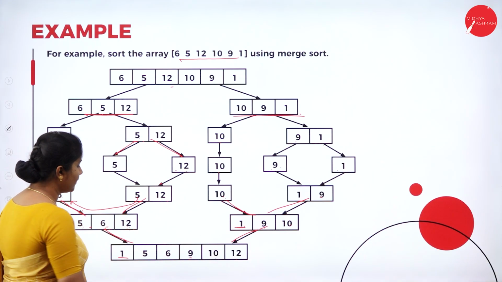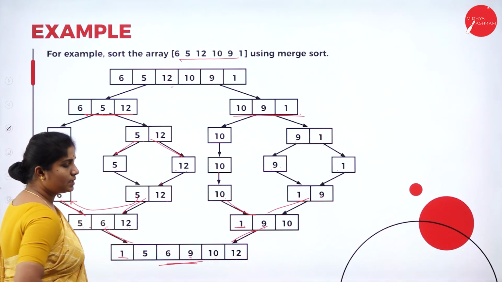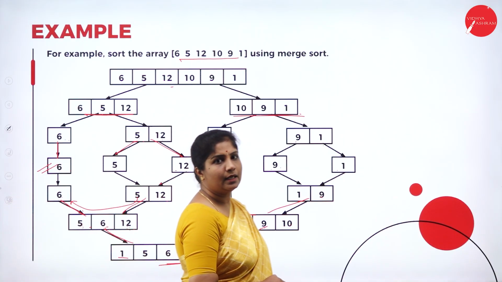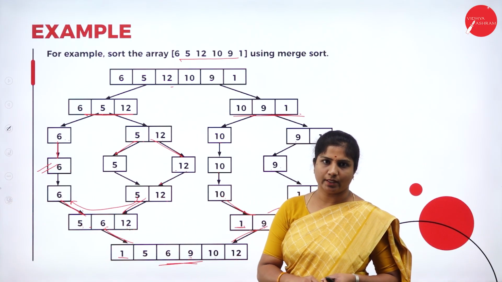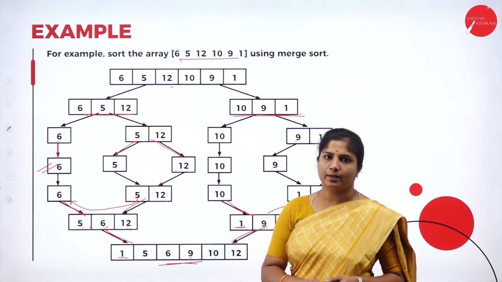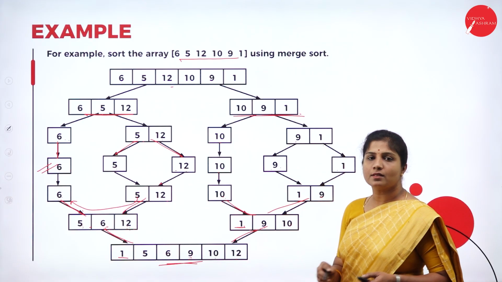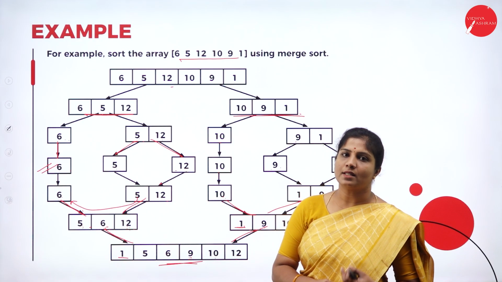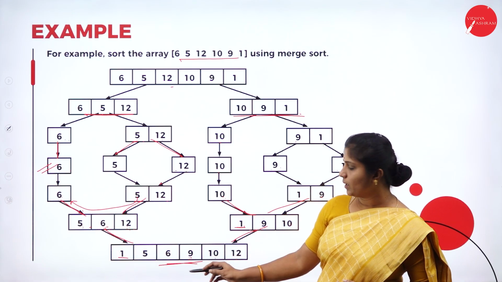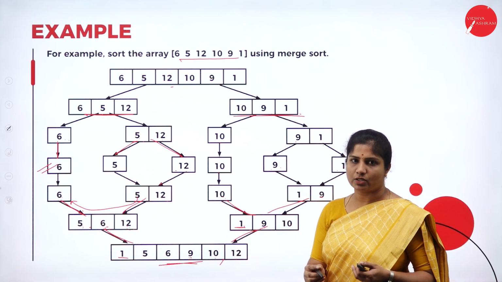Okay. So hence we got at last the sorted array. In increasing order, we have sorted it using the merge sort algorithm. Okay. So this is how we can convert the given unsorted array to a sorted array using merge sort.